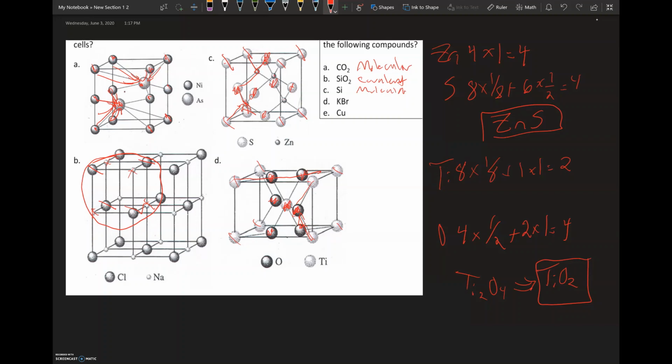Now letter D, KBr. Let's think about this. What is potassium? A metal. What is bromine? Non-metal. Metal, non-metal. Classic definition of an ionic solid. Now the last one here, copper. Copper is a metal, nothing else attached to it, so it's a metallic network solid. I hope this video helps you with understanding how to determine the empirical formula from a unit cell and how you go about determining the type of solid.